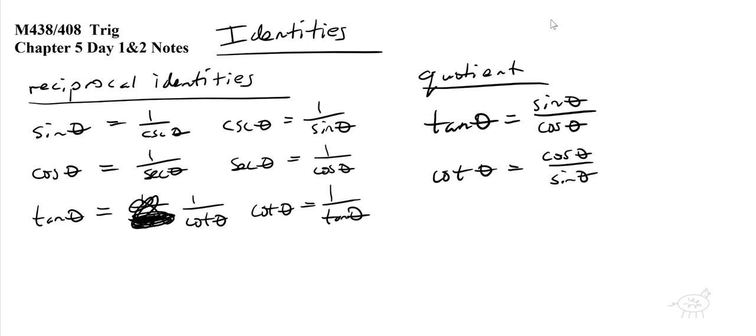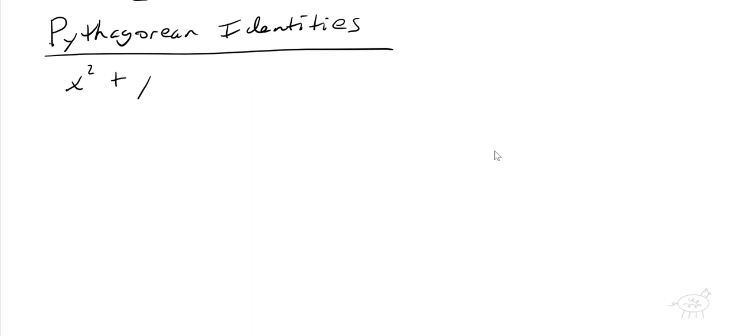So now let's switch over to something called Pythagorean identities. You guys know the Pythagorean theorem, of course, is a squared plus b squared equals c squared. But we're talking about trig. You should know it's x squared plus y squared equals r squared. Okay, so that's an important one.